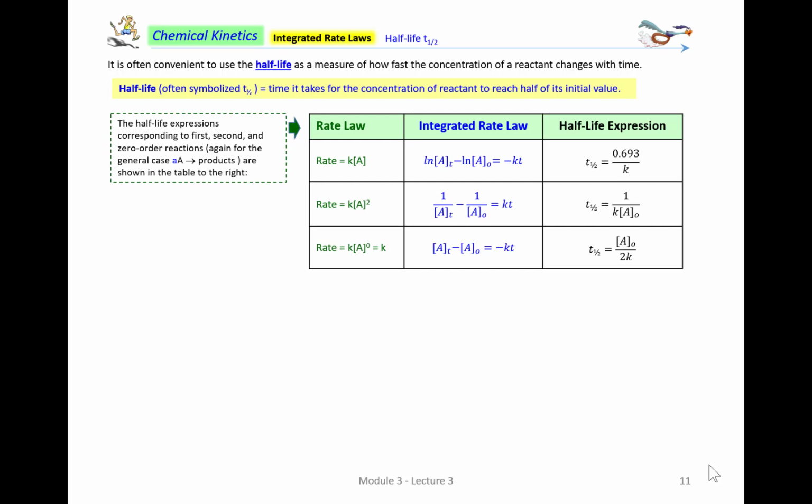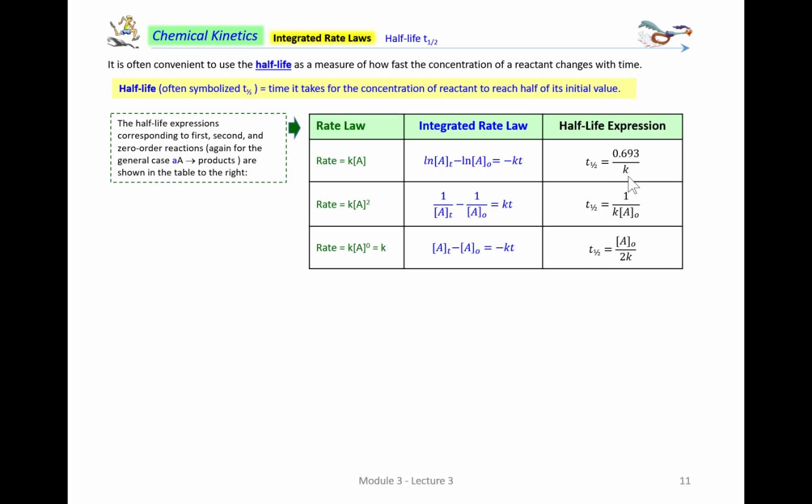The half-life expressions corresponding to first, second, and zero-order reactions, again remember for the general case of a reactant going to products, are shown in the table to the right. For example, for a first-order process, rate equals k times A. We know the integrated rate law looks like this in this column. The half-life expression for this first-order process would be that the half-life is equal to 0.693 over the rate constant. You might ask, where does that come from?